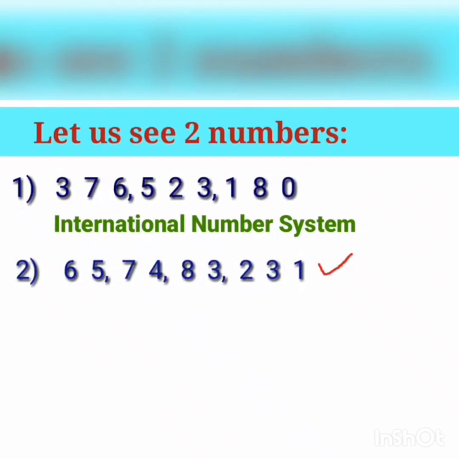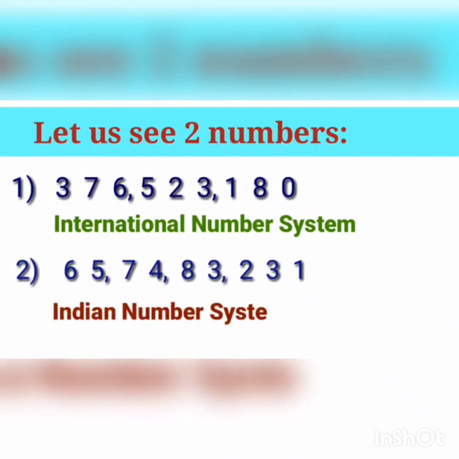Now look at the second number. The first 3 digits from the right side are separated by a comma, and after that every 2 digits are separated by commas. This method is used in Indian number system, so it belongs to Indian number system. And commas are helpful to identify the place value of a number.